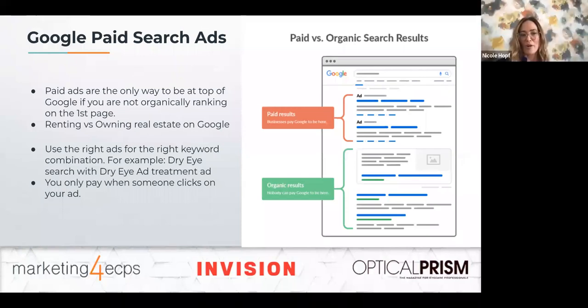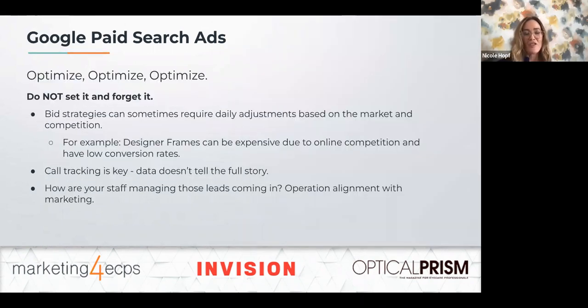Yeah, the reassuring part about it is that you are only paying when someone clicks. So if you are worried about someone not clicking, don't worry, we're not paying for it. What I will say with paid search is that it has changed. I have been in this for over a decade, and how we used to build campaigns using best practices is very different than how it is now. Things can change so regularly. So when we say optimize, optimize, optimize, it is not a set it and forget it.